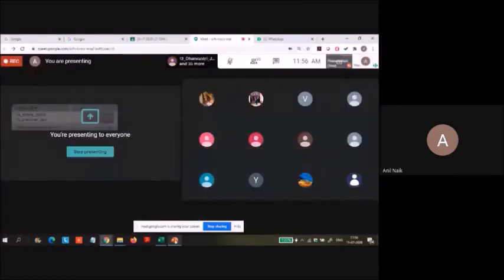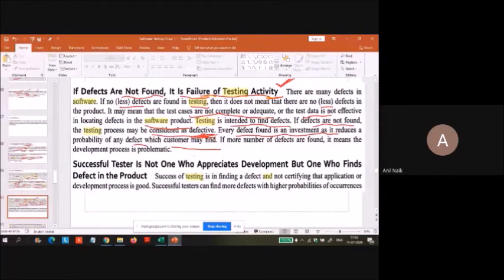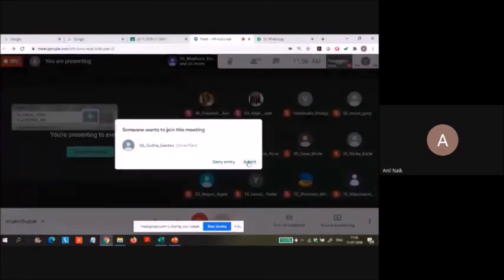So in the placement also, same. If you won't find any difficulty, then you are not preparing seriously. So if defects are not found, it means it is a failure of the testing activity.